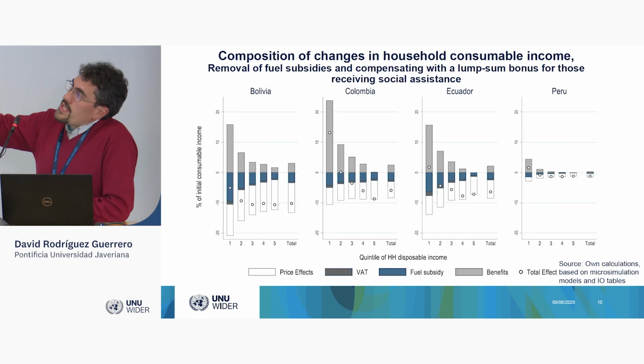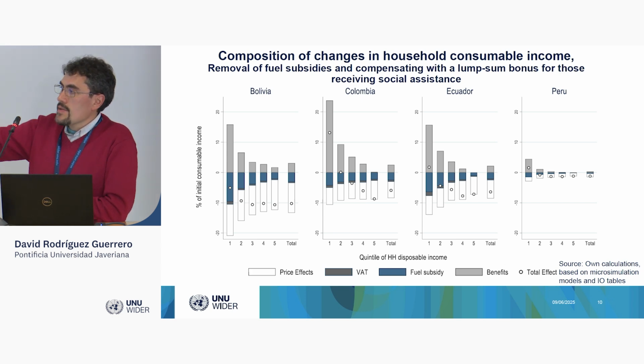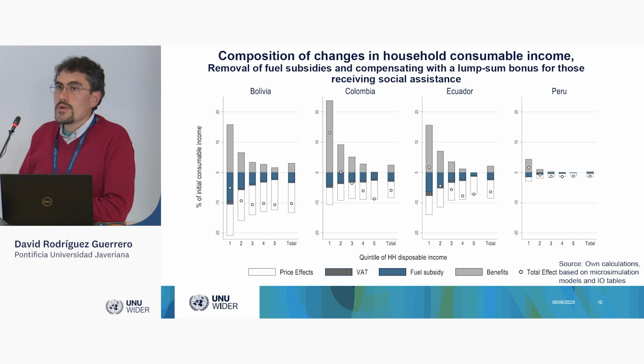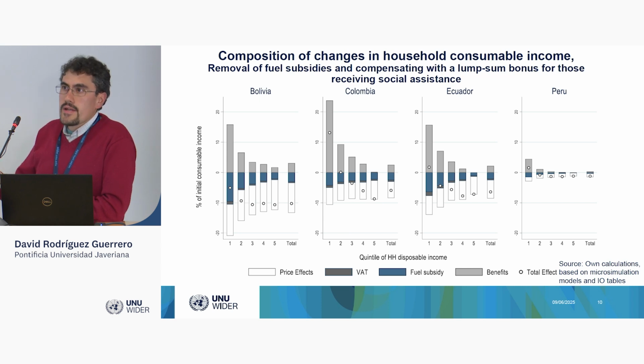So in this graph, we try to decompose these effects. Remember that the definition of income that we are using is consumable income. So we have 4 effects in place. One is the price effect, which is the effect of the change in the purchasing power of income. On the other hand, we have the increase in VAT, because if households keep quantities fixed and the price increases, they are going to have to pay more taxes.